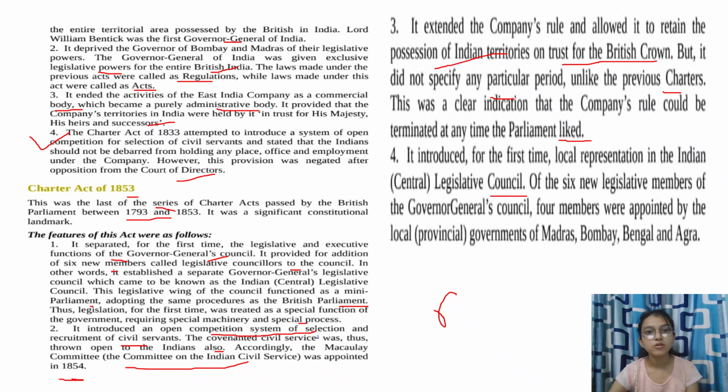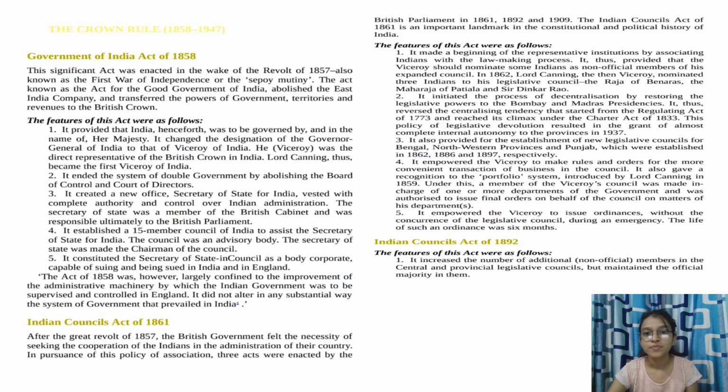So earlier, no Indians were allowed into that particular body. Later, because the exam was open to all, Indian people were also allowed to enter into that body. Of the 6 new legislative members of the Governor General's Council, 4 members were appointed by the local provincial governments of Madras, Bombay, Bengal, and Agra. For this particular area, they have local people.